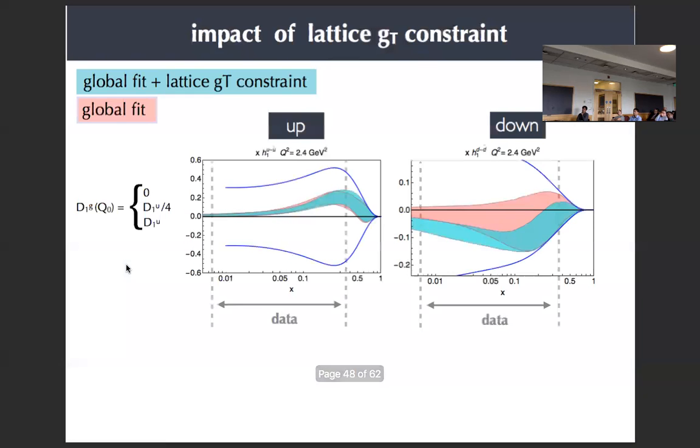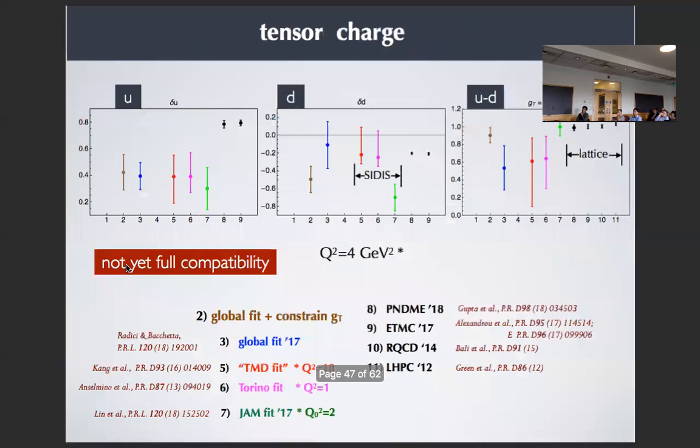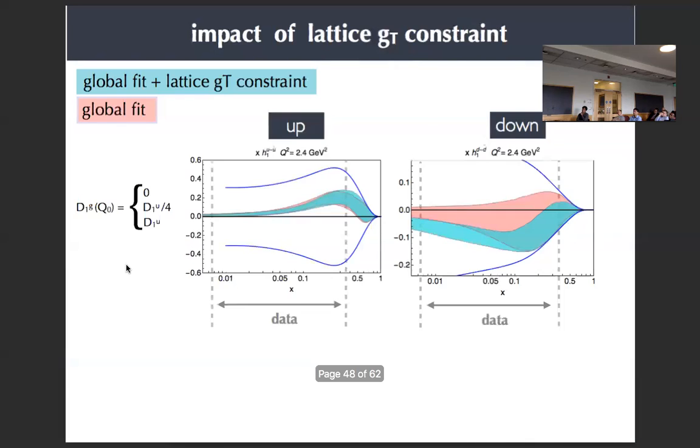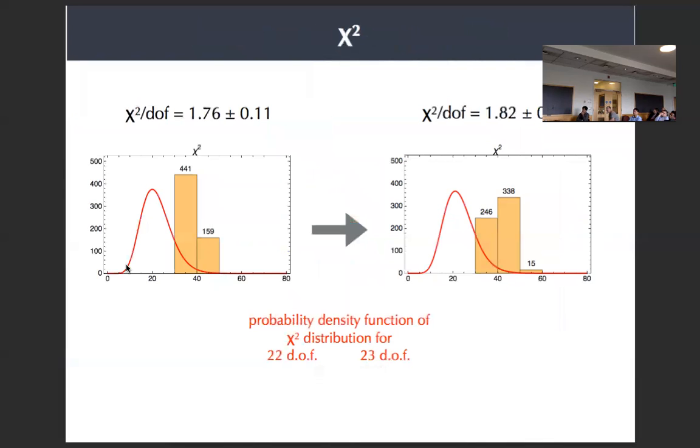And of course, this situation is reflected in transversity, where now the up quark is basically unchanged, but the down quark transversity goes to lower values, particularly for lower x, in order to have these tensor charges much smaller. Okay. And not only that, the second drawback of this analysis is that we worsen our chi-square: in fact we go from 1.76 to 1.82, and we have a poor overlap with the ideal situation.